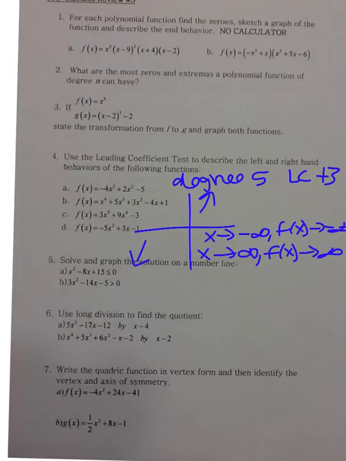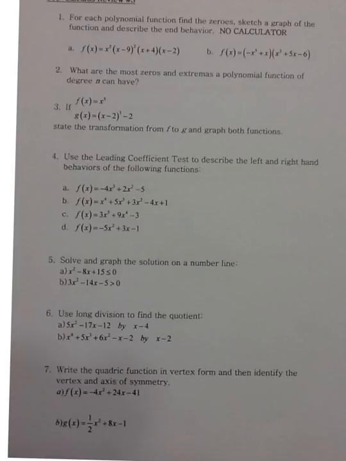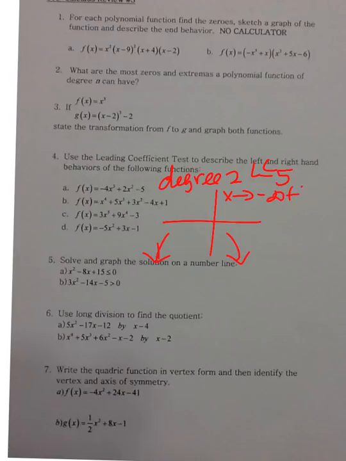And now let's take a look at d. For d, the degree is 2, and the leading coefficient is negative 5. So it'll be down, down. As x goes to negative infinity, f of x goes to negative infinity. As x goes to infinity, f of x goes to negative infinity also.